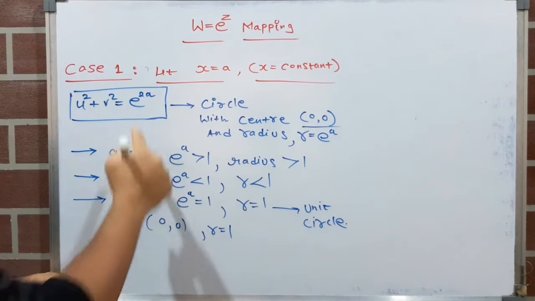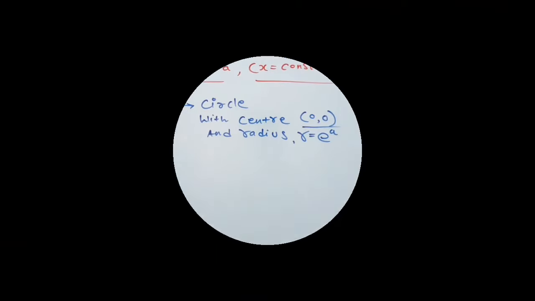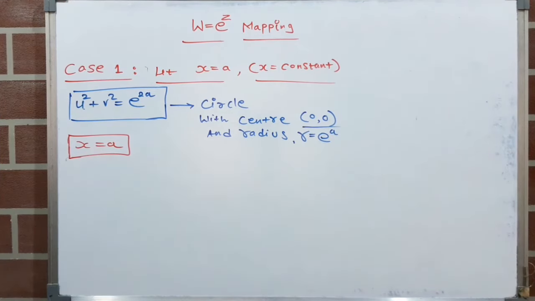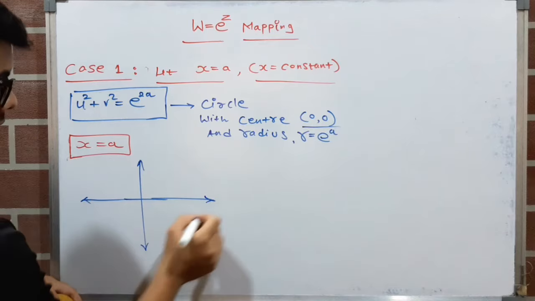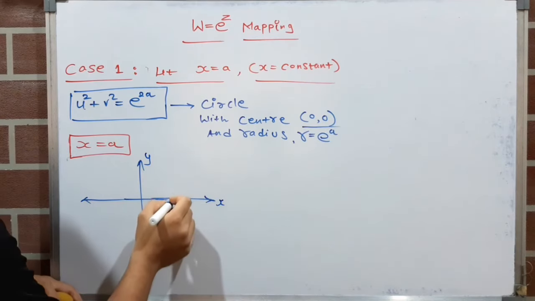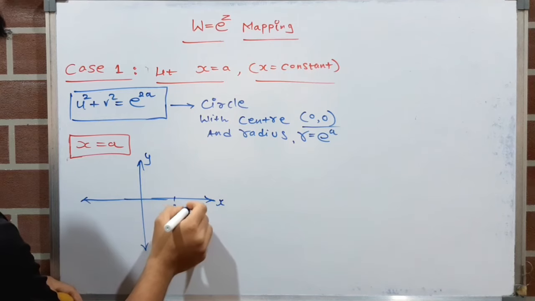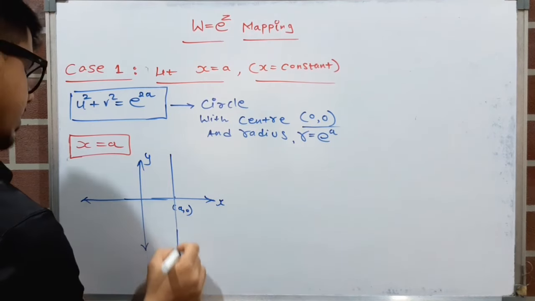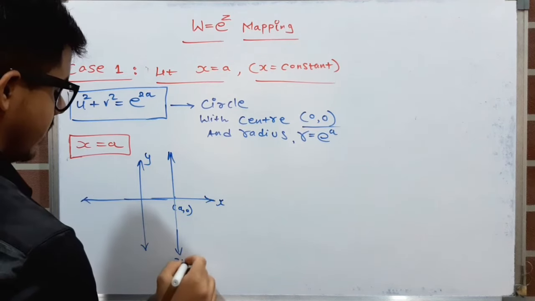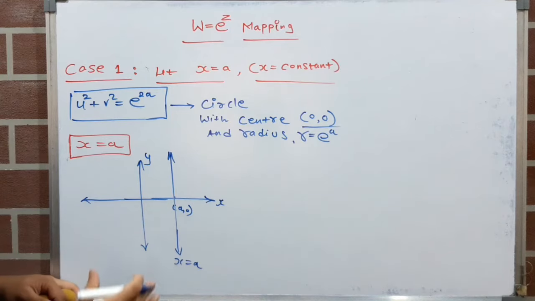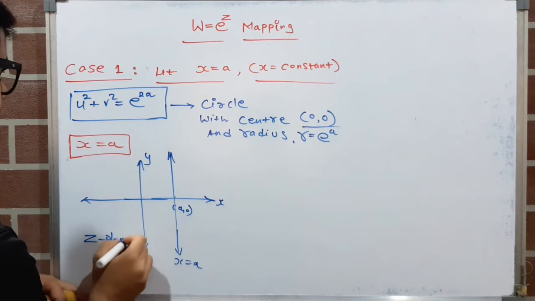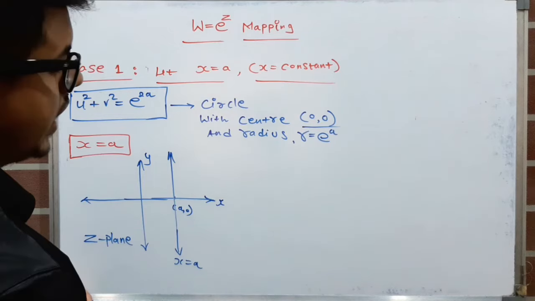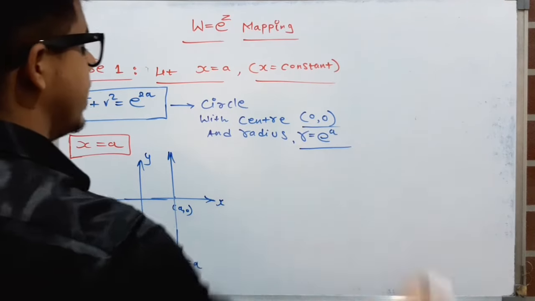So these three conditions are very important, so note them down. Our first case was x is equal to a. What is x equal to a? It is a vertical line. I will show. This is the x-axis, this is the y-axis, and let's say a is here, (a, 0). So this is the vertical line x is equal to a. This vertical line, which is parallel to the y-axis in the z plane, is converted into the circle with the center (0, 0) and radius e raised to a in the w plane.